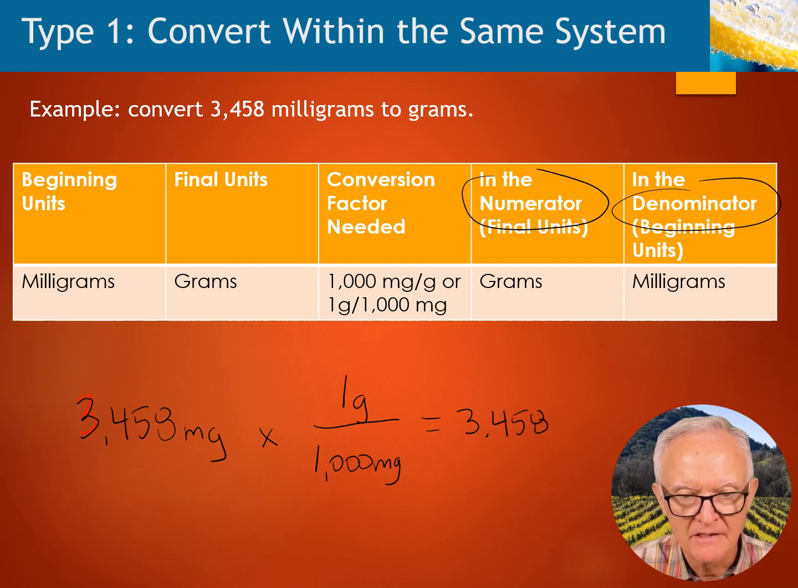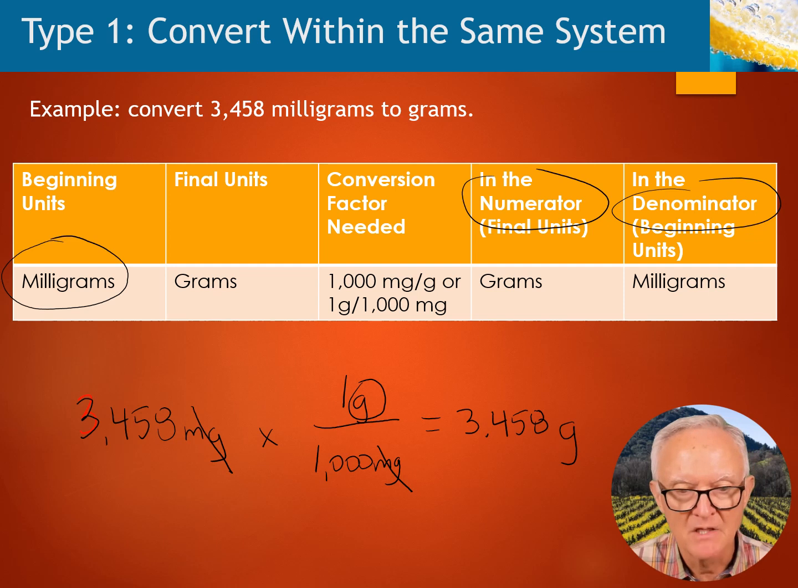3.458. And what are the units? Well, we know milligrams cancel here and here, and so we're left with grams. So the reason we put grams in the numerator is because that's what we want to be left with. We want to cancel the beginning units, right? Beginning were milligrams. We put milligrams in the denominator of the conversion factor here such that milligrams cancel. And our answer is 3.458 grams.